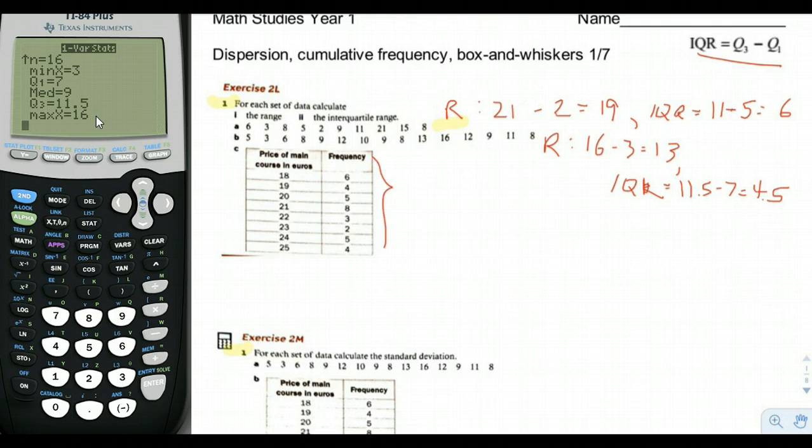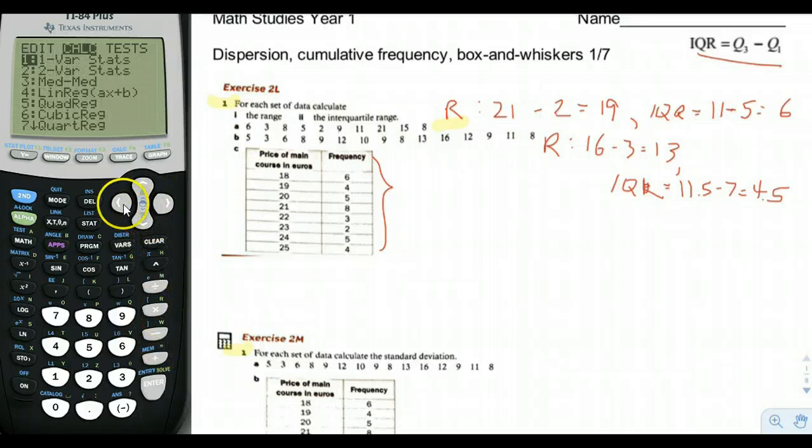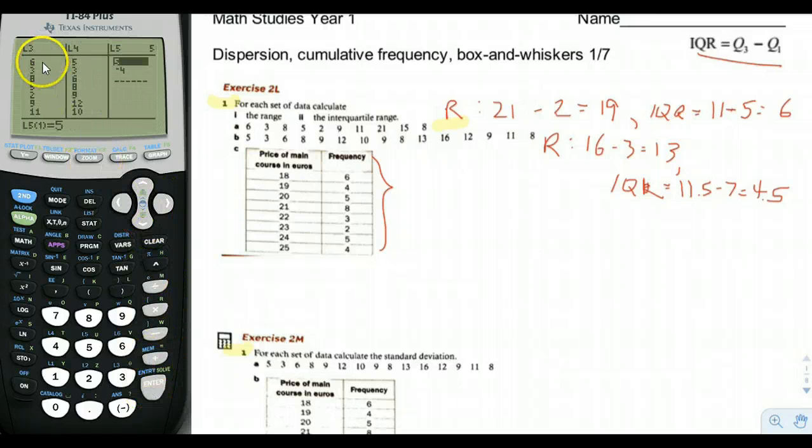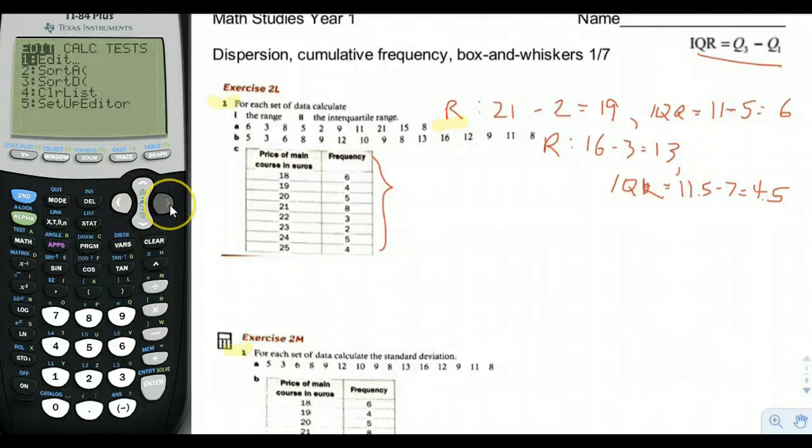And then last of all, we have this frequency table. The frequency table is input as 2 separate lists, and I put them in L1 and L2. So L1 is the data, and L2 is the frequency. We're going to use stat calc again, and we always do one var stats, but this time we're going to put L1 in for list and L2 in for frequency list. And we do calculate.